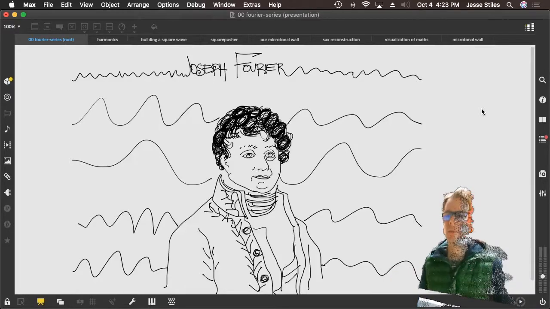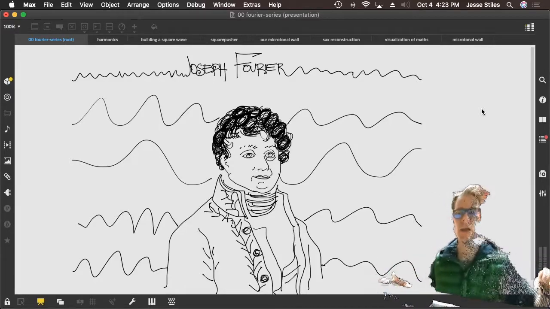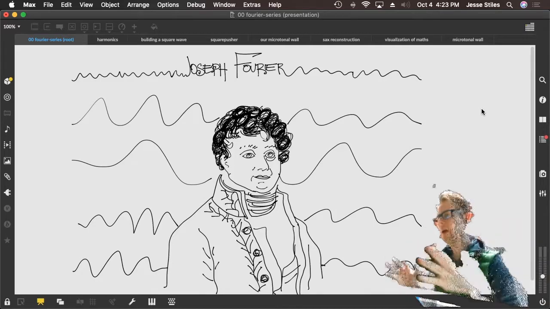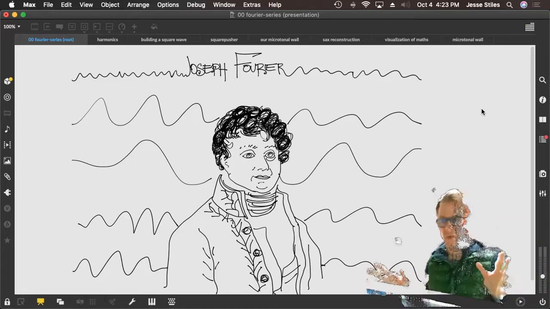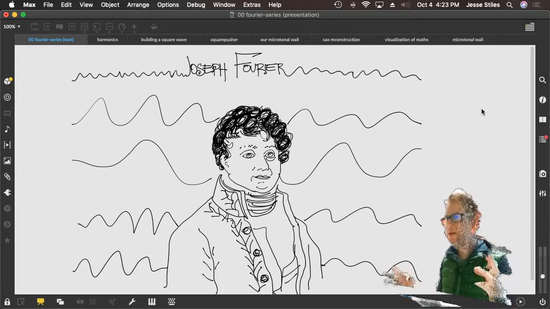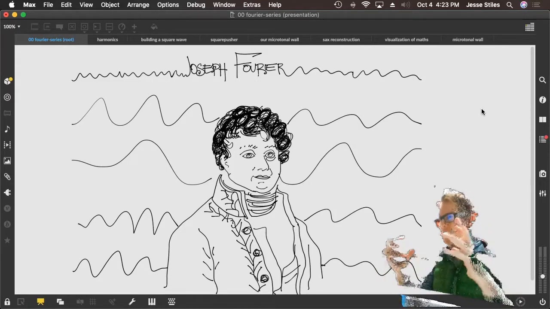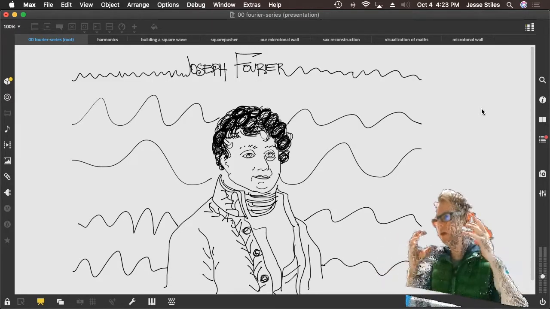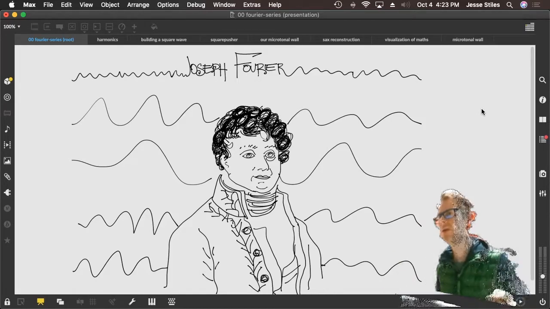Today we are going to be looking at signals in the frequency domain. And specifically, we're going to be looking at how we can represent complex signals by breaking them down into a bunch of individual sine waves.